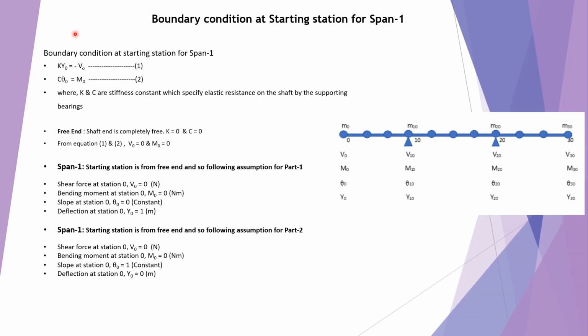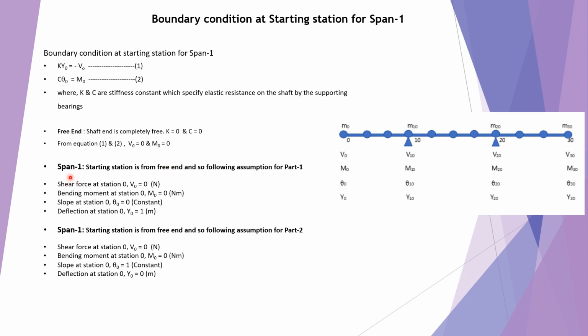Now the boundary condition at station number 0, starting point of span 1. The boundary condition is k y0 is equal to minus V0, equation 1, and c theta 0 is equal to M0, equation number 2, where k and c are stiffness constants. Since it is a free end, k and c are 0, so from equations 1 and 2, V0 is 0 and M0 is 0.